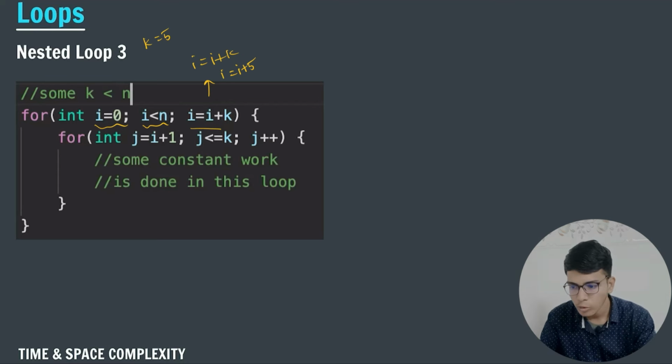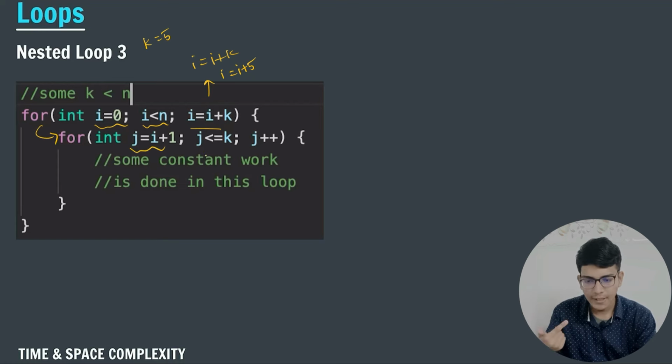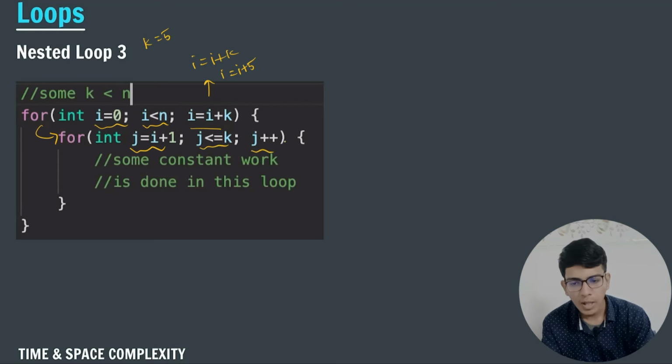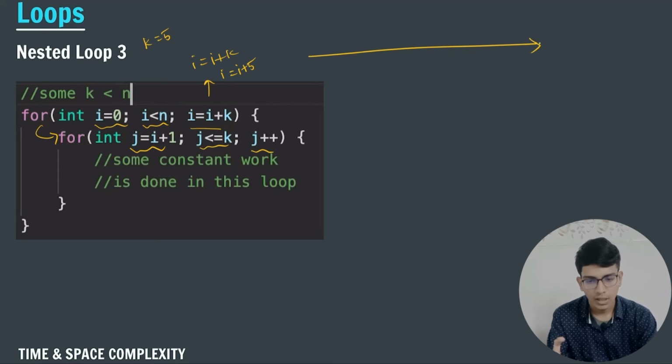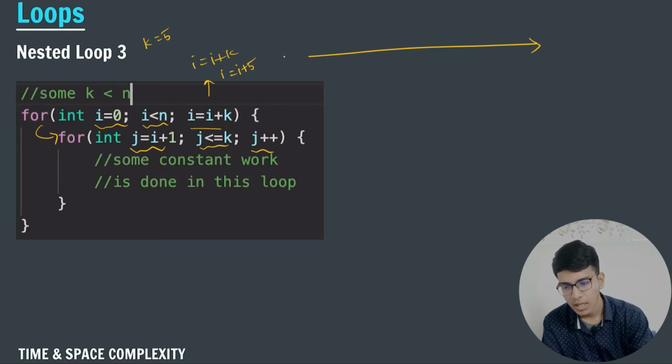So in the inner loop, what we are doing? In the inner loop, j is equal to i plus 1. So we are starting from j is equal to i plus 1 and j should be less than or equal to k after j plus plus. Let me demonstrate it in the form of a number line. Let us consider that this is our outer loop line, and we are running n is equal to 50. So from i is equal to 0, we are running our loop up to 49.